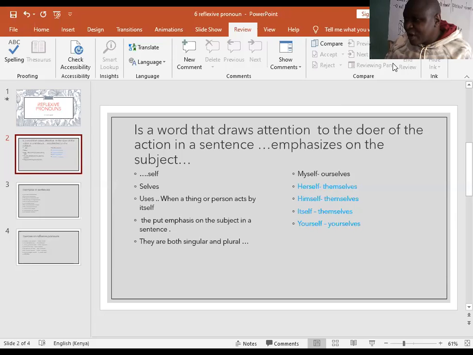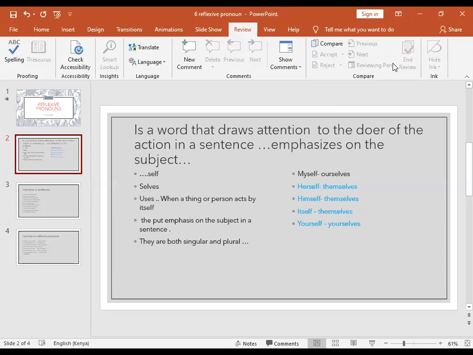Now, these pronouns of emphasis are words that draw attention. The reflexive pronoun, rather, is a word that draws attention to the doer of the action in a sentence. It emphasizes the subject.